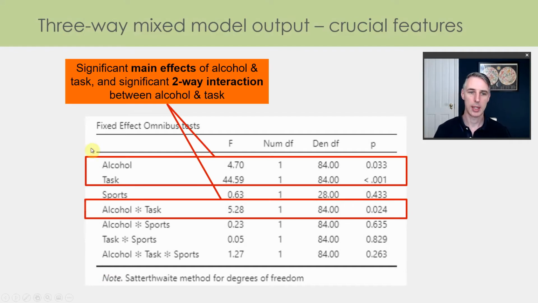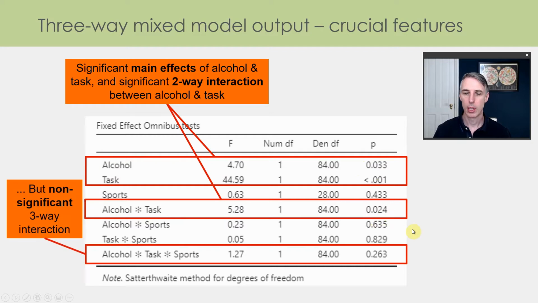So what we can see is, again, as we saw in the earlier example, significant main effects of alcohol and of task difficulty, and the interaction between them is again significant, that two-way interaction between alcohol and task difficulty, as we saw earlier. But in turn, that three-way interaction is not significant. So what that suggests is this alcohol by task interaction we saw earlier, in turn, does not vary depending on whether the participant is a sports person or not. Okay.